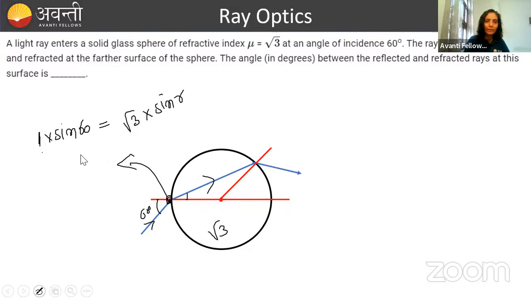So sin 60 is how much? √3/2. And this is √3 sin r. So sin r is half, that is, r is equal to how much? 30 degrees. So this angle is 30 degrees.